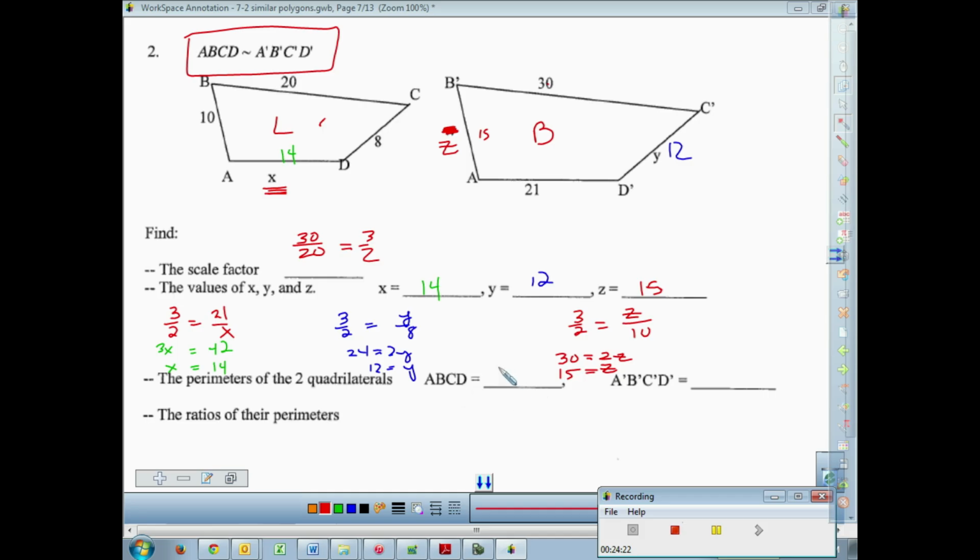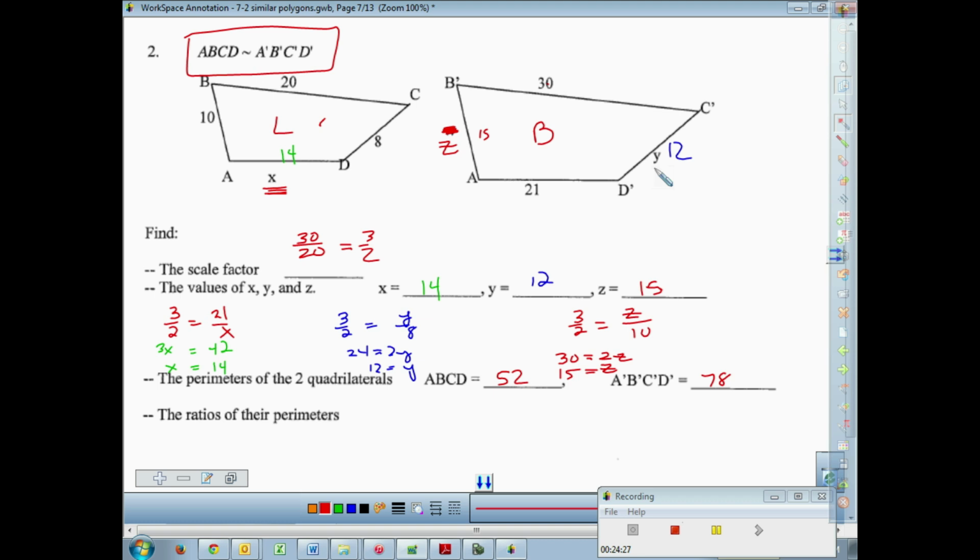What do we get for a perimeter of ABCD? 52. Is everyone cool with that? How do you say these? I don't remember if I've told you this. How do you say those things out loud? A prime, B prime, C prime, D prime is what that's called. What is the perimeter of A prime, B prime, C prime, D prime? 78. Just adding up side lengths, right? Much easier to do when you put the information back in the picture, too, right?